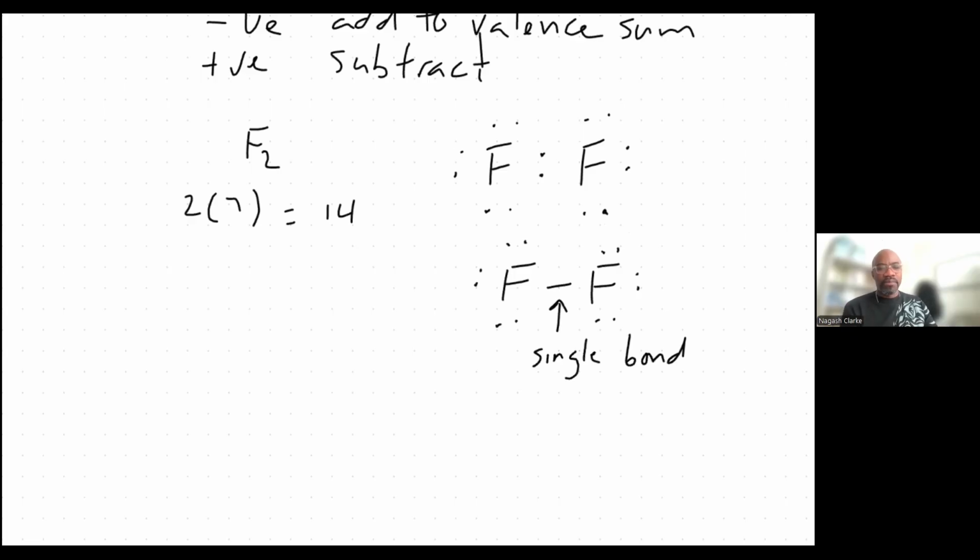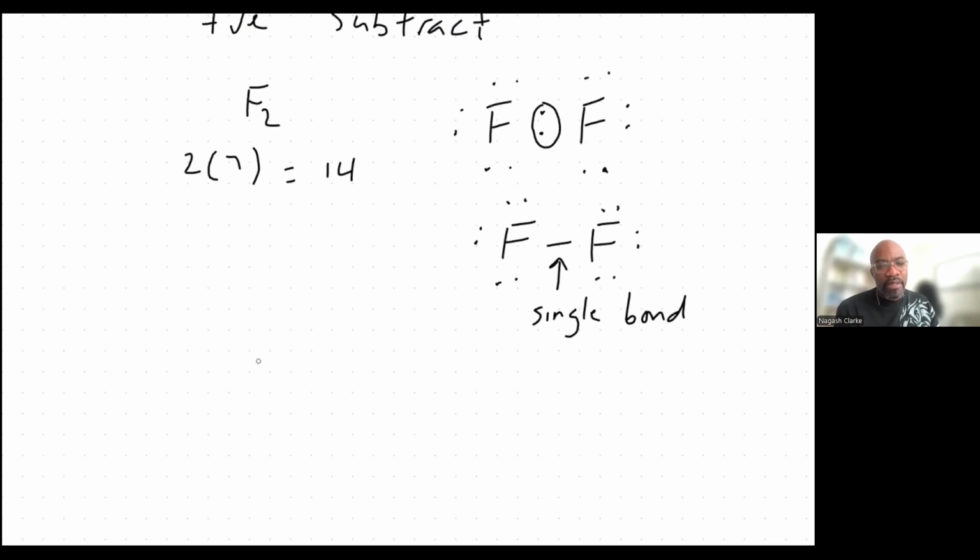Call it a single bond. So each fluorine contributes an electron to the shared pairing in the middle here. Okay. Let's look at, say, carbon dioxide.